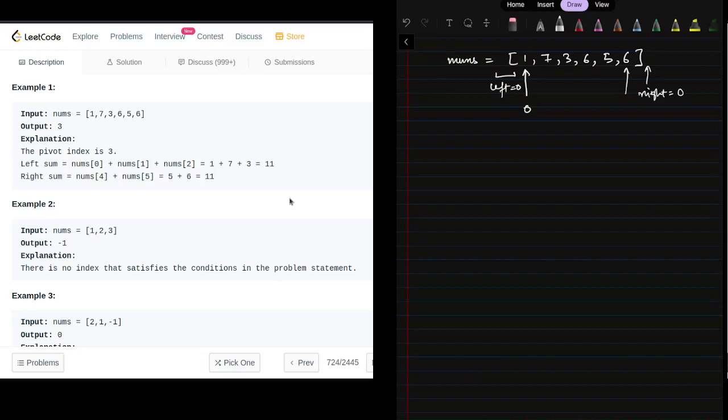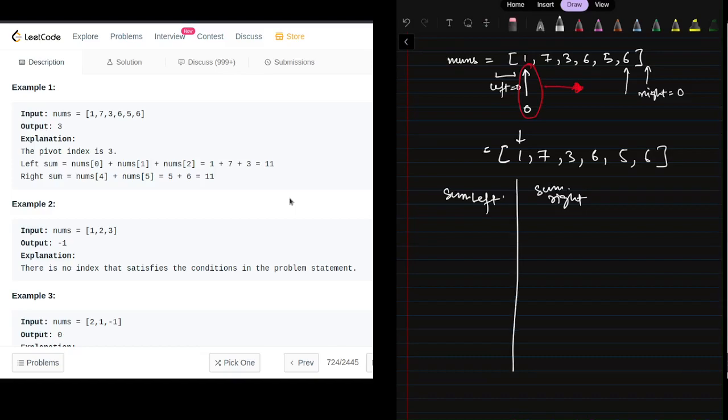Okay, so now what we have to do is take this pointer and move it through the array towards the right side, and find out at which position the left side of the array sum is equal to the right side of the array sum. So for example, here 1, 7, 3, 6, 5, 6. Let's take left and right, denoting the sum on the left side and the sum on the right side.